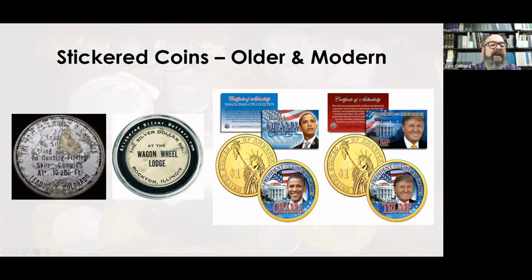If you do see old silver dollars with stickers, I strongly suggest not removing them, because there are a lot of collectors, even token collectors, that are really into those. So I don't suggest removing those, not really damaged.